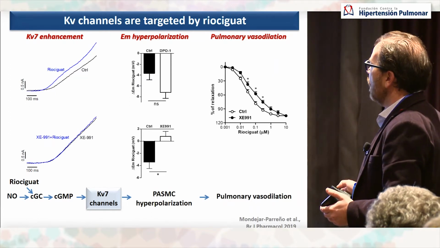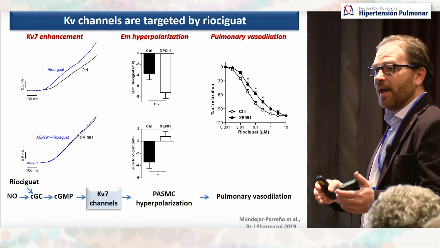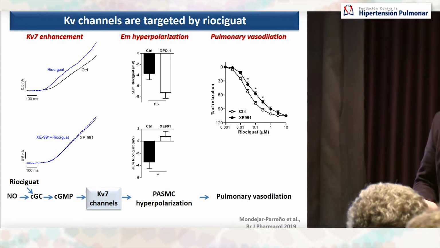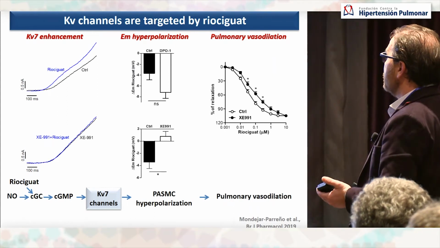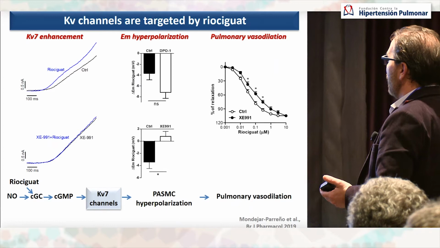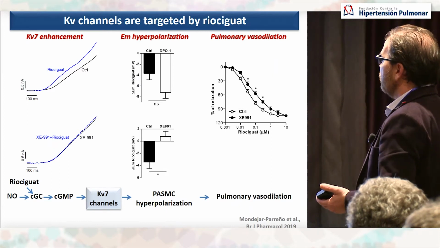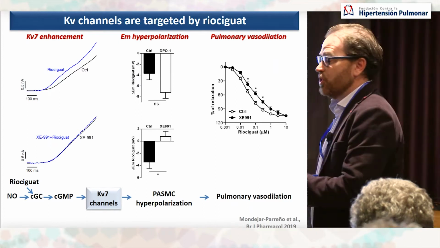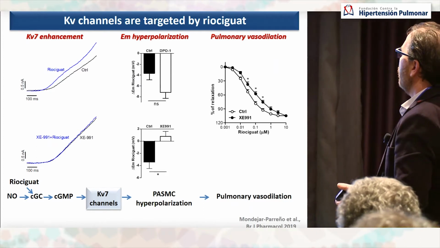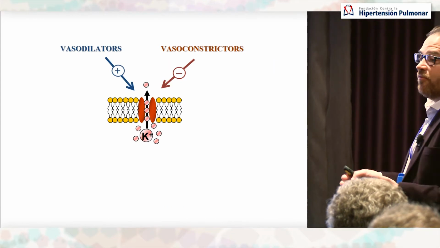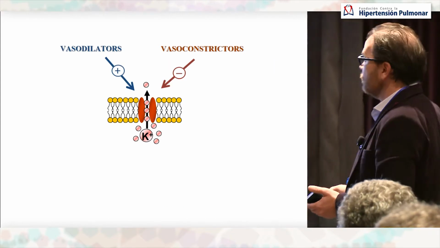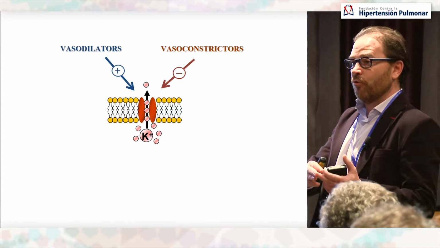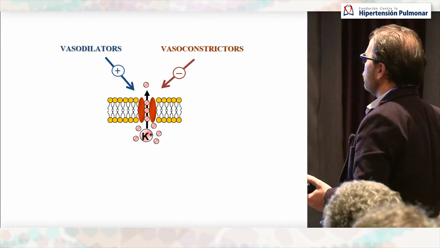Here you can see potassium current recovered by applying a depolarizing pulse, and how riociguat increases the amplitude of this current. And this leads to a membrane hyperpolarization and relaxation, which can be prevented, inhibited by the inhibition of a specific potassium channel, Kv7 in this case. So basically, this is one of the messages I would like to tell you, that potassium channels represent a common target for both vasodilators and vasoconstrictors.